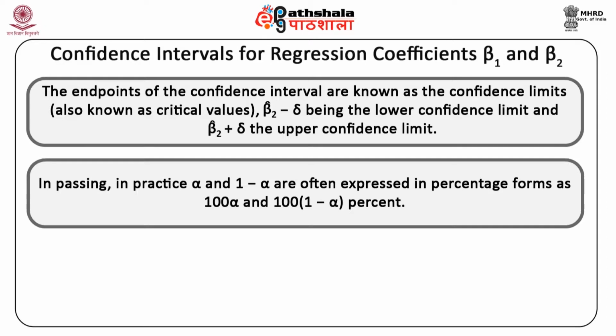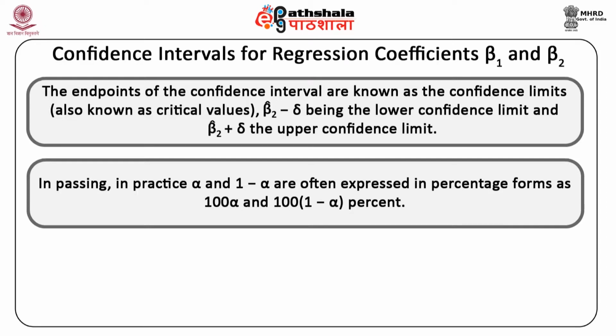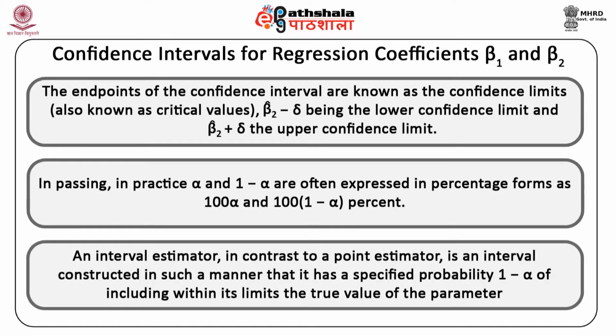In passing, note that in practice, alpha and 1 minus alpha are often expressed in percentage forms as 100 alpha % and 100 into 1 minus alpha %. An interval estimator, in contrast to a point estimator, is an interval constructed in such a manner that it has a specified probability 1 minus alpha of including within its limits the true value of the parameter.